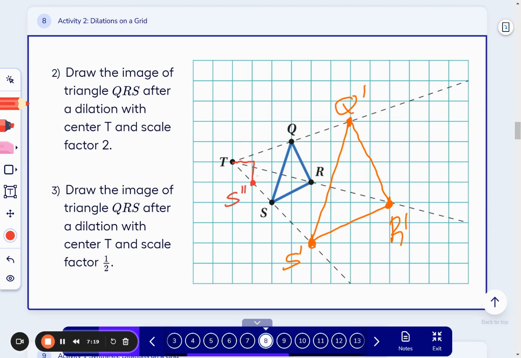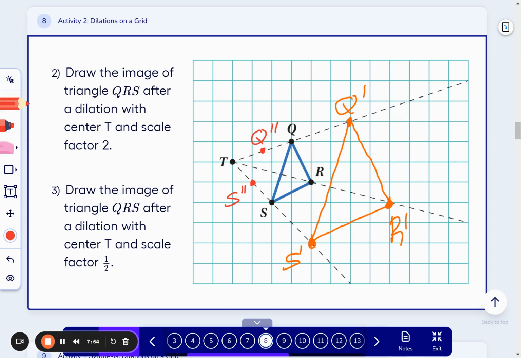So I would call this S double prime. This was 3 and 1, so we're going to do half of 3 and 1, which is 1 and a half, and we should be on the line. It's not S prime, it's Q double prime. You'll notice T, Q double prime, Q, and Q prime all lie on the same line.